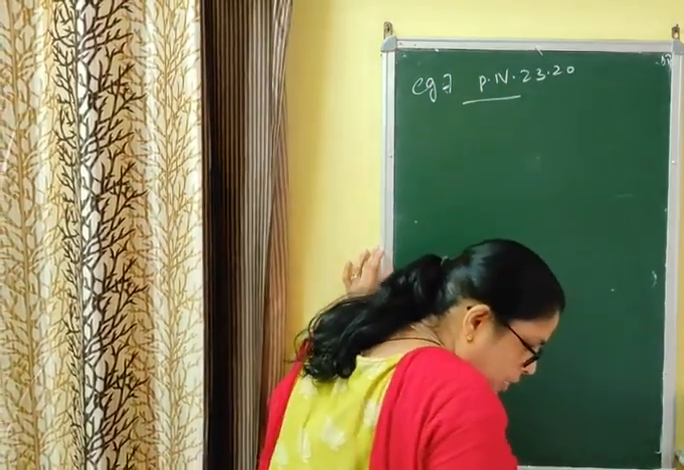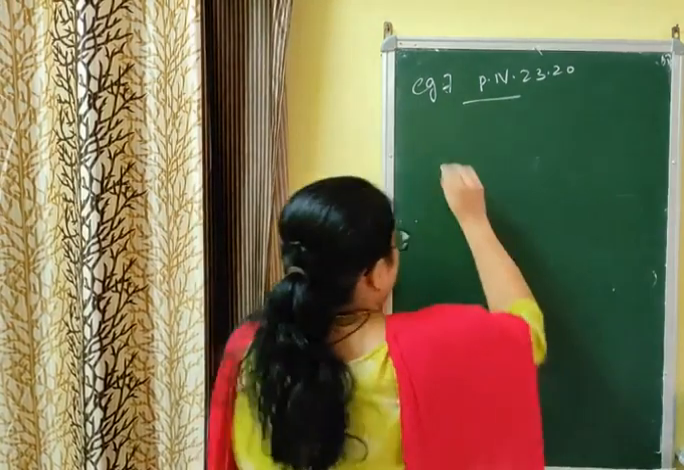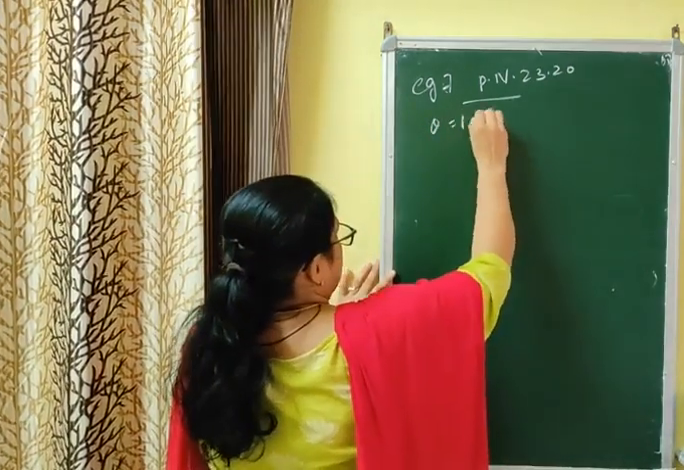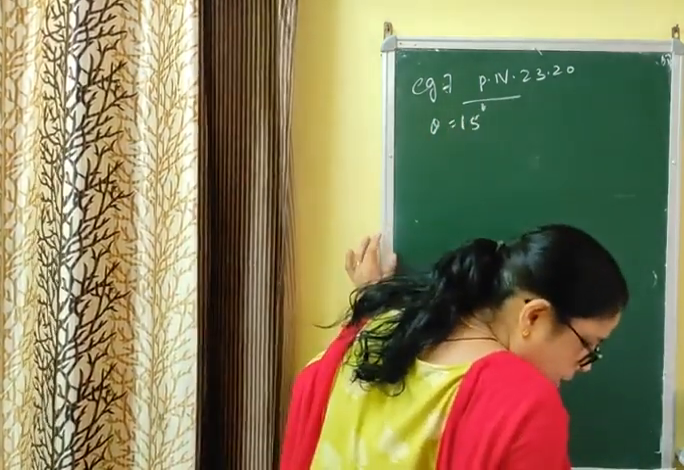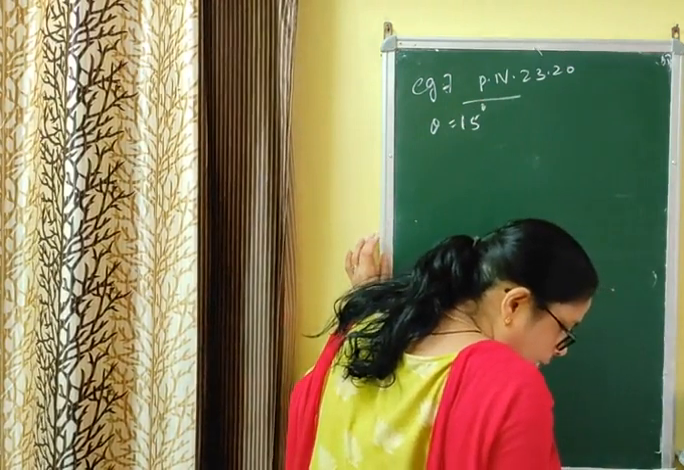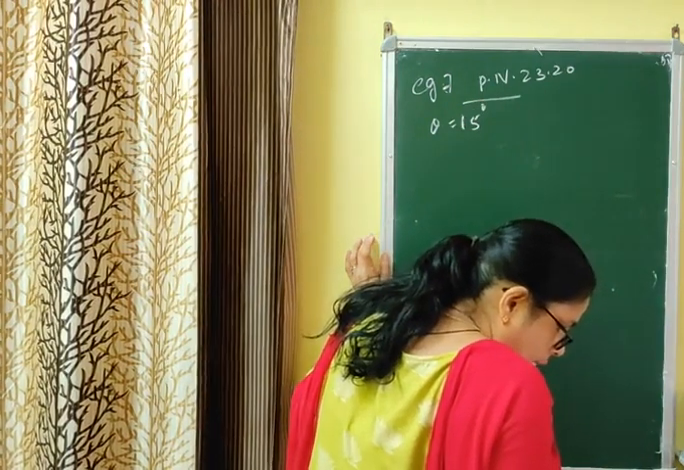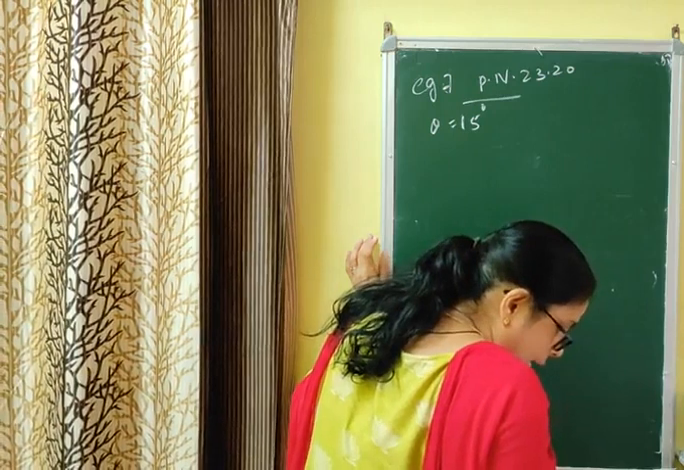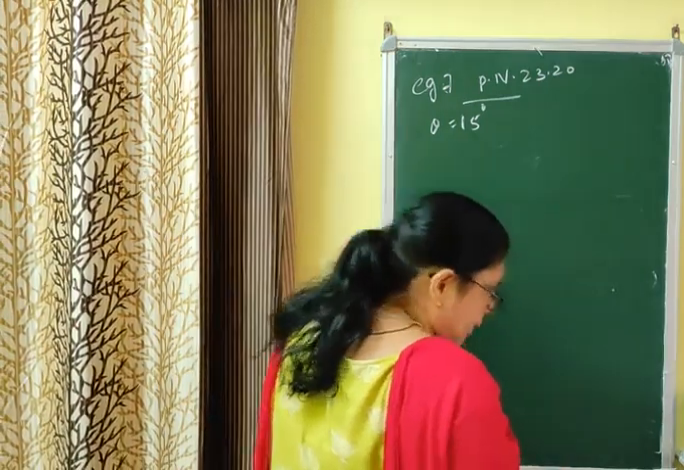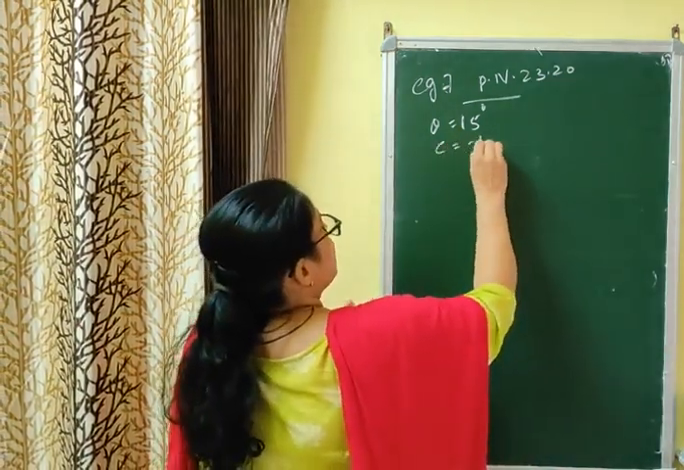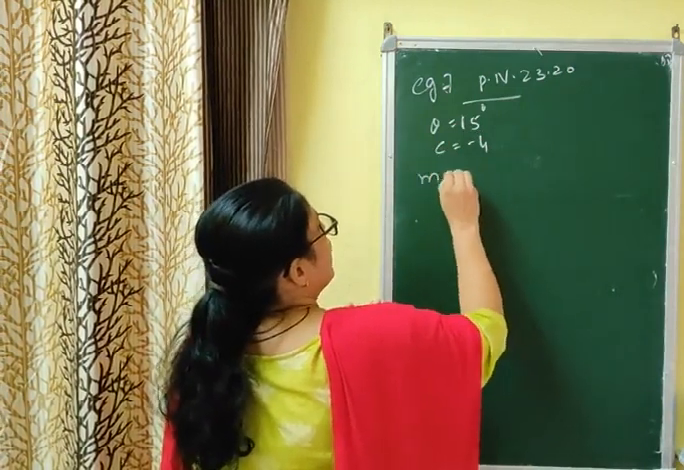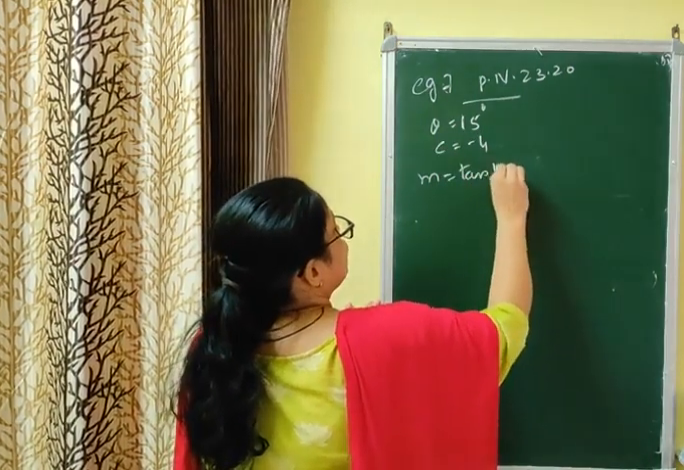Find the equation of a straight line which makes an angle of 15 degrees, that is theta is given as 15 degrees, with the positive direction of the x-axis, and which cuts an intercept of 4 cm on the negative direction of the y-axis. Negative direction means c is equal to -4. You have to find m. m equals tan theta, tan 15.